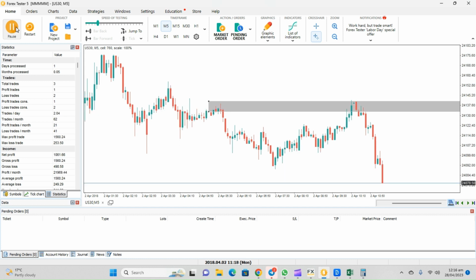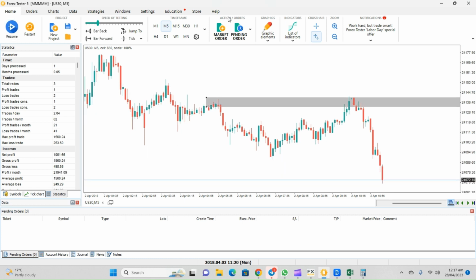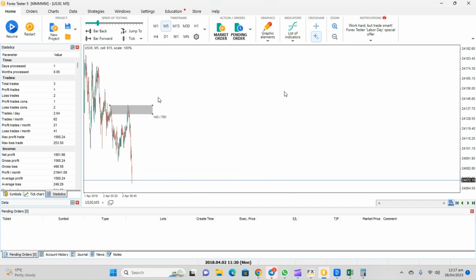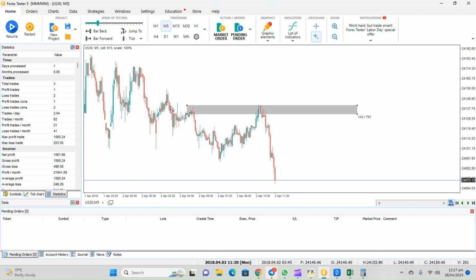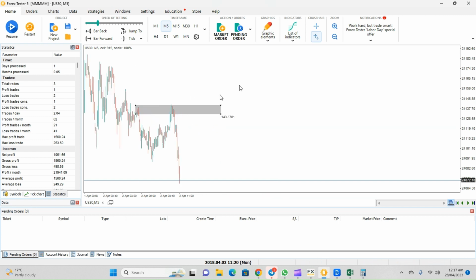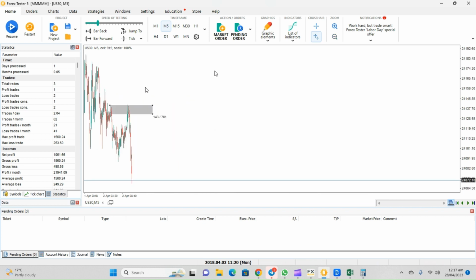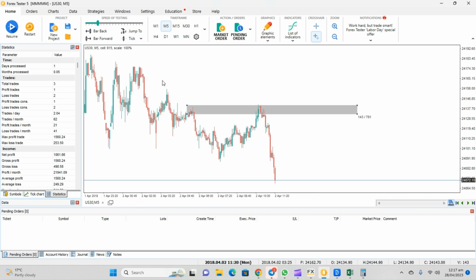Our TP was missed by one pip. Yeah, that's it. You can see that I was right about this order block right there, right? I was looking at this order block. I was really convinced that this was likely to hold because the market is in a downtrend, and then we are trading in the direction of the trend.